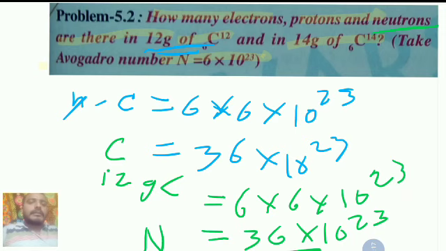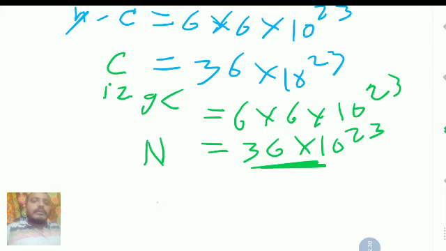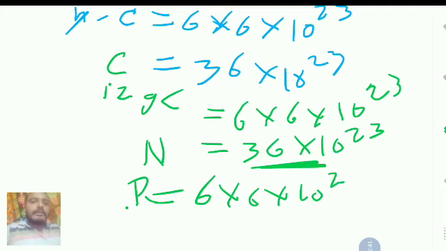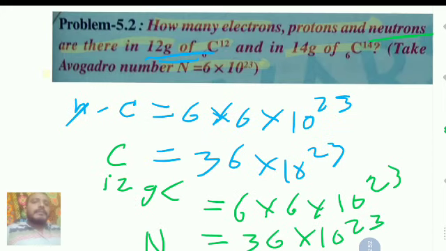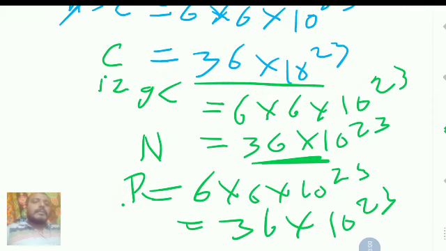neutrons. The number of protons and neutrons, both are the same. Given 6 into 12, so the number of neutrons is 6 into Avogadro number 6 into 10 to the power of 23, nothing but 36 into 10 to the power of 23. Simply what I observed is that in 12 grams of carbon, the number of electrons is equal to the number of neutrons, equal to the number of protons.